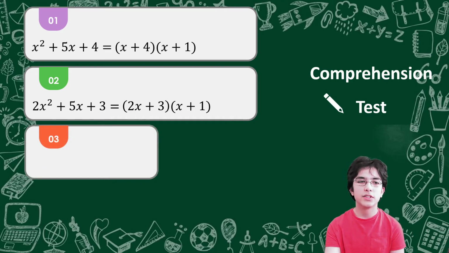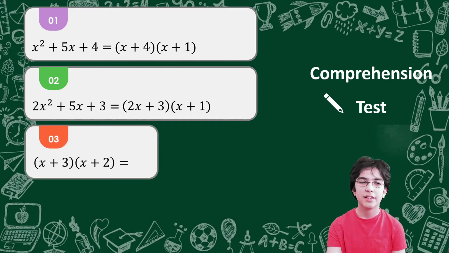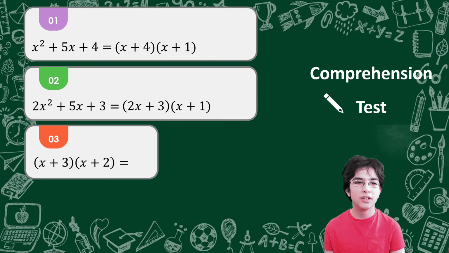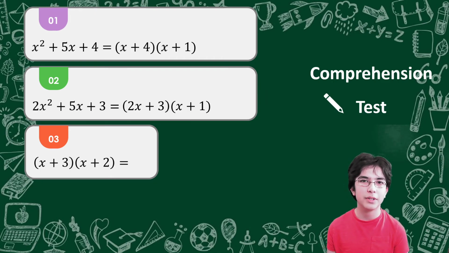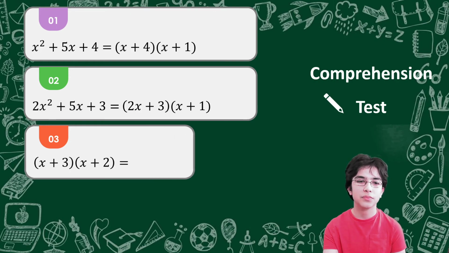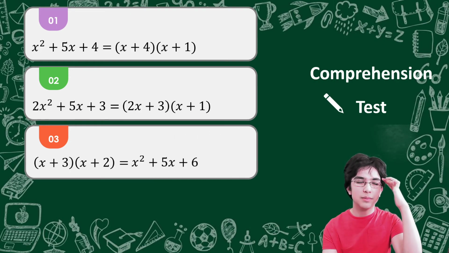The third question is not more challenging, we're just expanding some brackets. So we need to expand x plus 3, x plus 2, so we need to cross-multiply each term. So we take the x from the first bracket, x multiplied by x, x multiplied by 2, take the 3 from the first bracket, 3 multiplied by x, 3 multiplied by 2, and you add it all up, and you get x squared plus 5x plus 6.